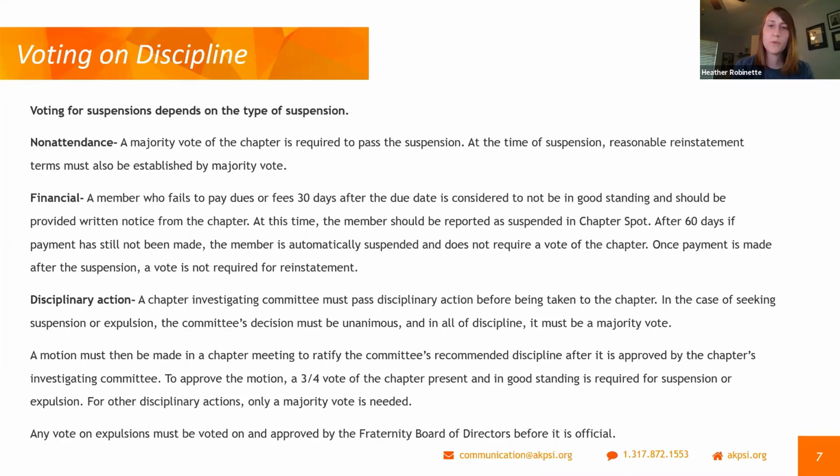Disciplinary action, this one really varies. So ideally you have a committee that's investigating the disciplinary issue. So just depending on what it is, depends whether it's going to be unanimous or a majority vote, depending on what's happening. The one thing to keep in mind is if the committee is seeking expulsion, once the committee votes on it, the chapter votes on it, and then ultimately the fraternity board of directors will also need to approve it before it's official. We take expulsion very seriously, so it's not something you're able to just vote on and move on. So just keep that in mind.